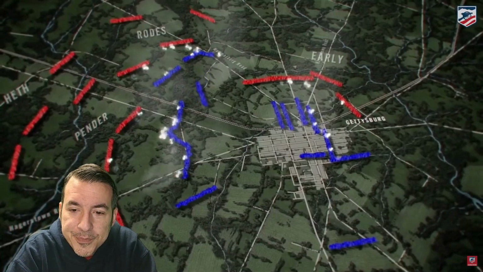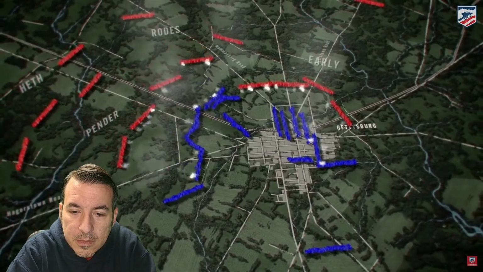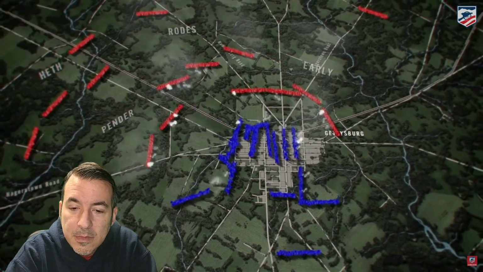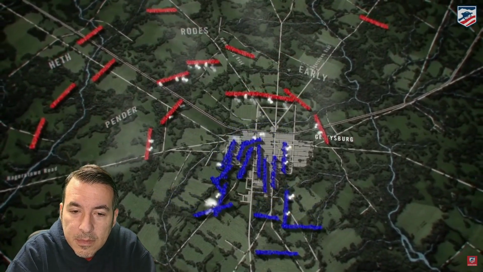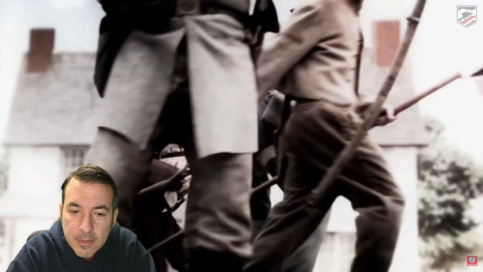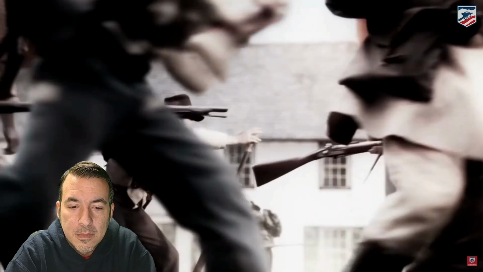And the Union line collapses. Some escape via an unfinished railroad bed. Others are trapped in Gettysburg streets.